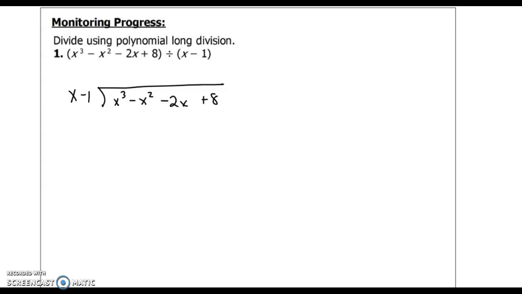We don't need any placeholders because there are no missing terms when you write it in standard form. So we are going to ask ourselves, how can we get this x to become x cubed? I can do that by multiplying by x squared. So multiplying by x squared will get me x cubed minus x squared. I'm going to write that down here, x cubed minus x squared. And remember, what I multiplied by was x squared, so that's going to need to be in our solution up here. Now, you subtract. Make sure to subtract all the way through, changing all the signs, otherwise it messes up your whole answer.